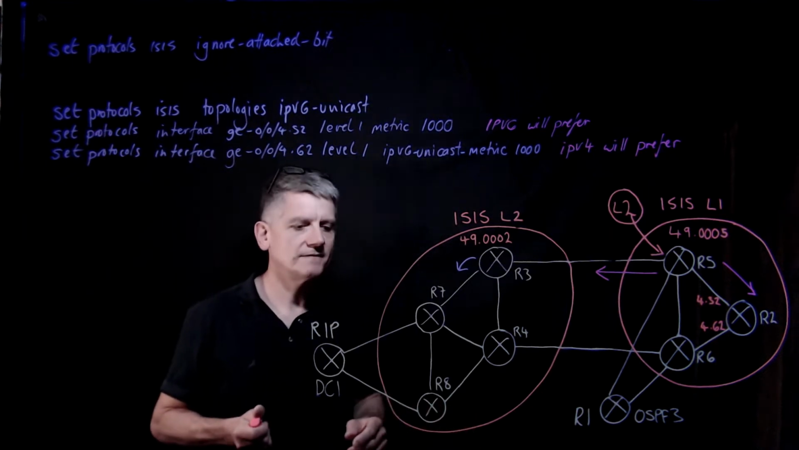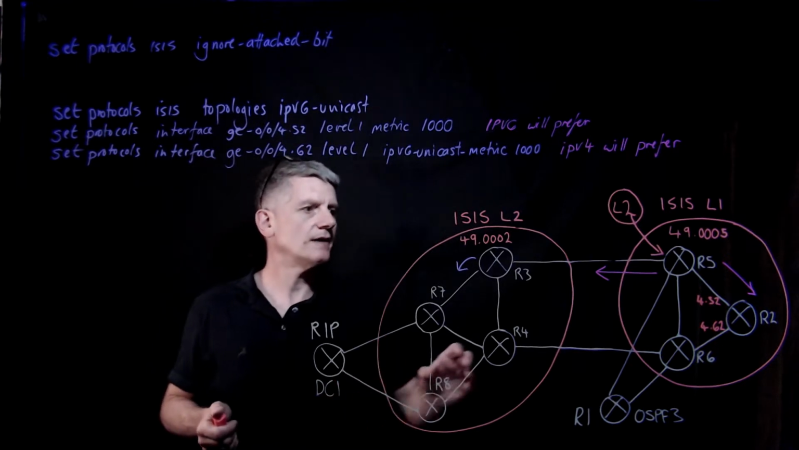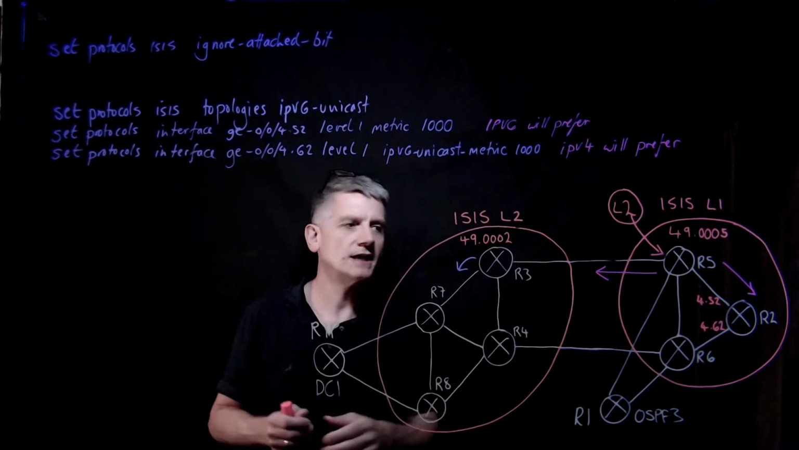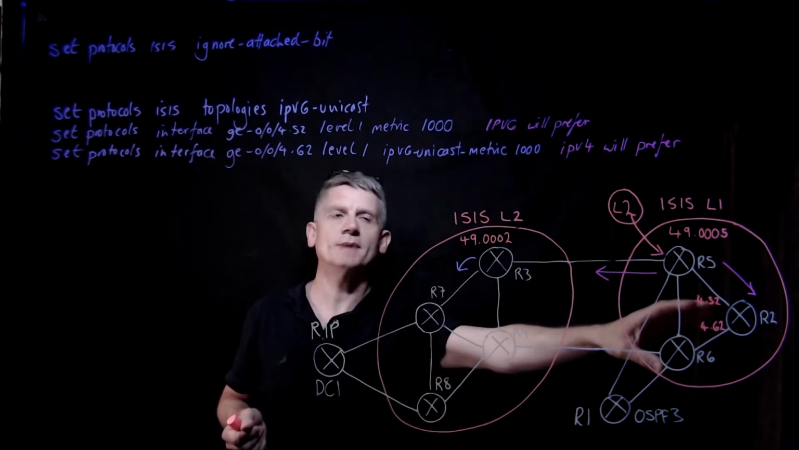Okay, we've got a couple of features that we'd just like to tune. The first is that we would like to restrict router 2 from being able to route anywhere on the internet. And the way that we're going to do that is by asking it to ignore the attached bit.